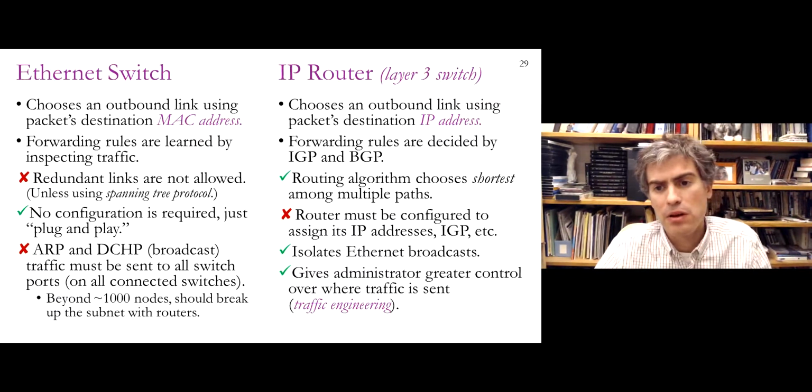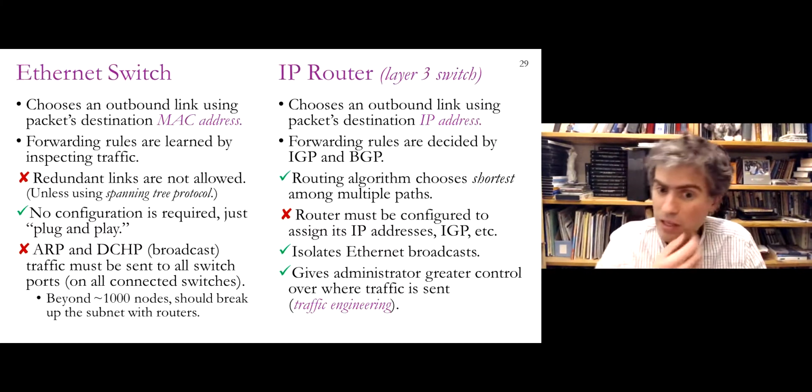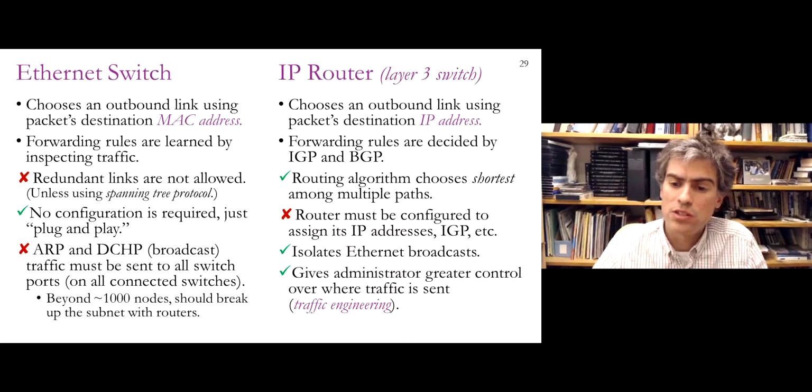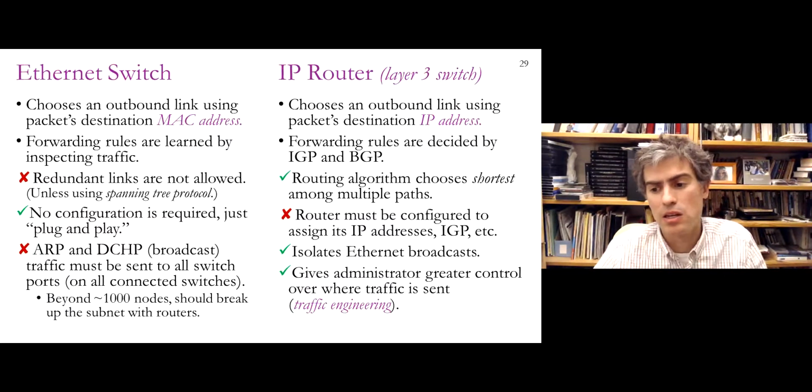With IP at the third layer, with BGP and so on, we have routing protocols that choose the shortest among multiple paths. So it's okay to have multiple redundant links. It's actually desired that you have multiple redundant links, and you can choose the shortest one.